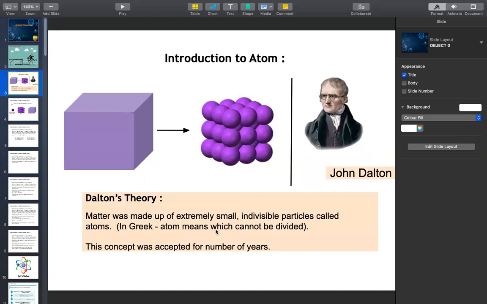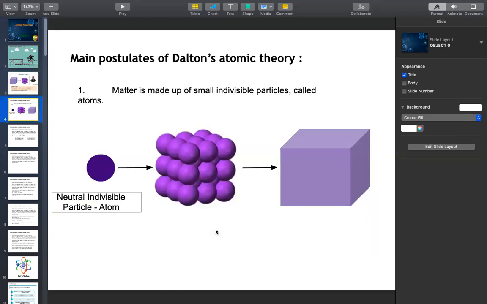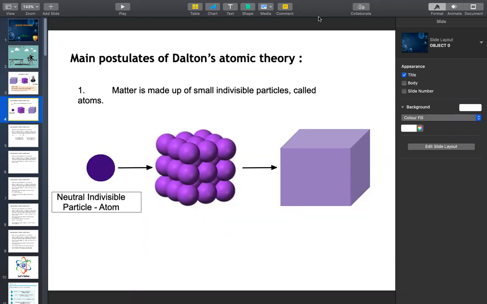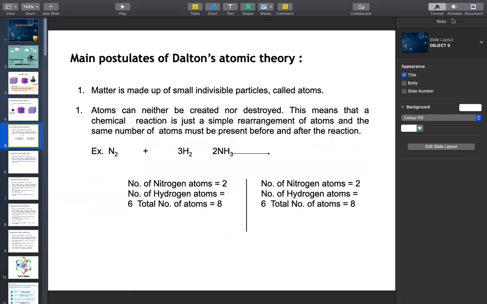He told that an atom cannot be divided, and he gave some postulates which we have already discussed, right? Some people say it was not called an atomic particle at first; they started with the word ultimate particle, which later became atomic particle. Some theories say this also. Now here are the main postulates of Dalton's atomic theory. Matter is made up of small indivisible particles.